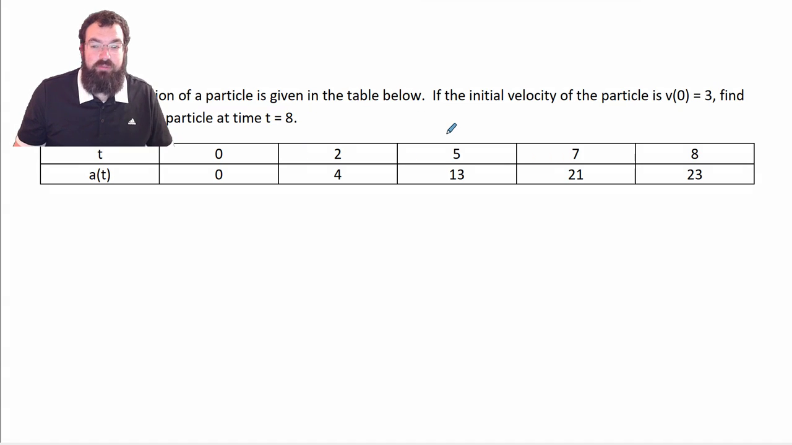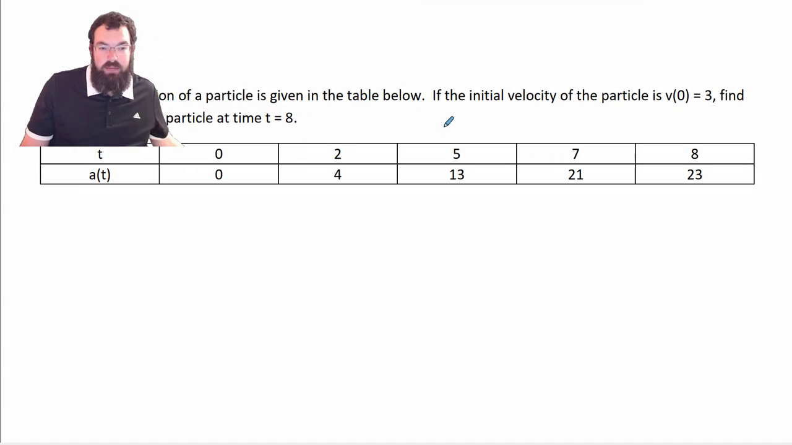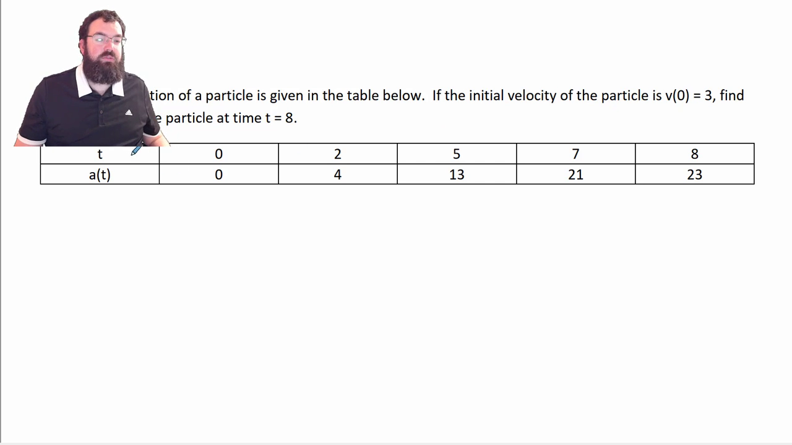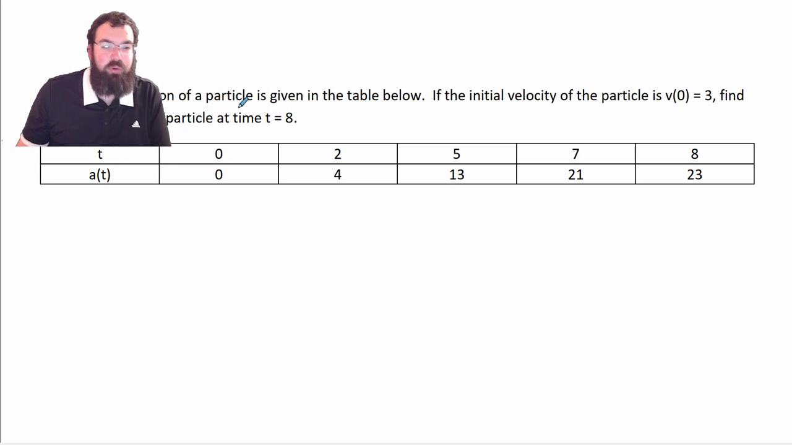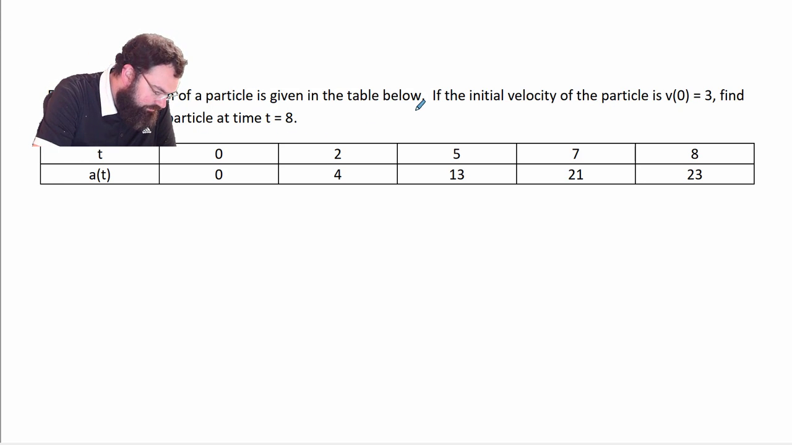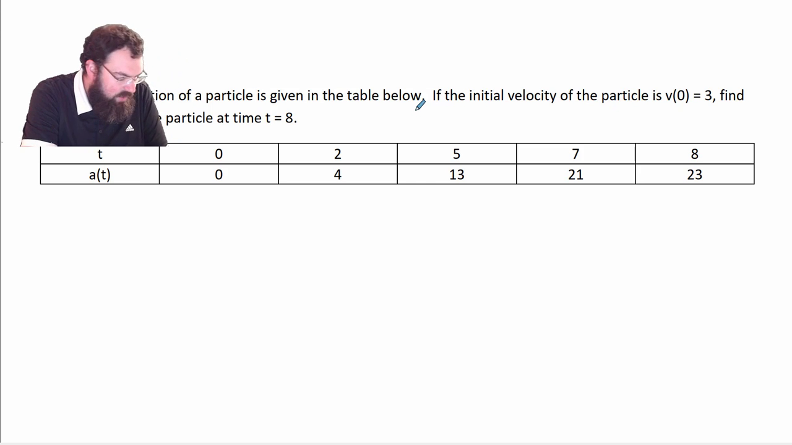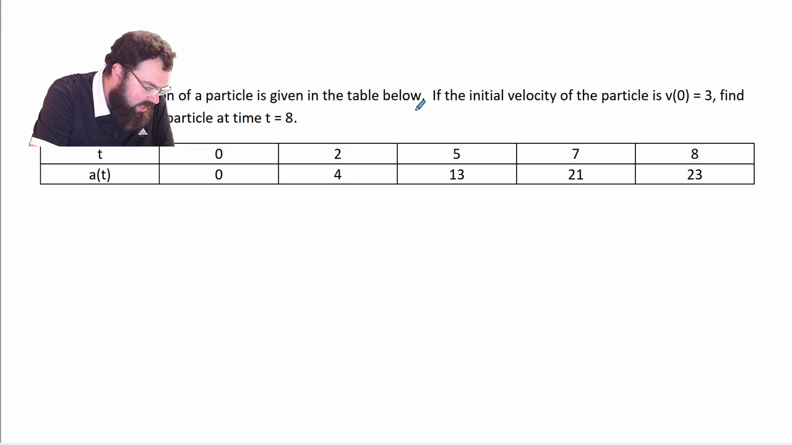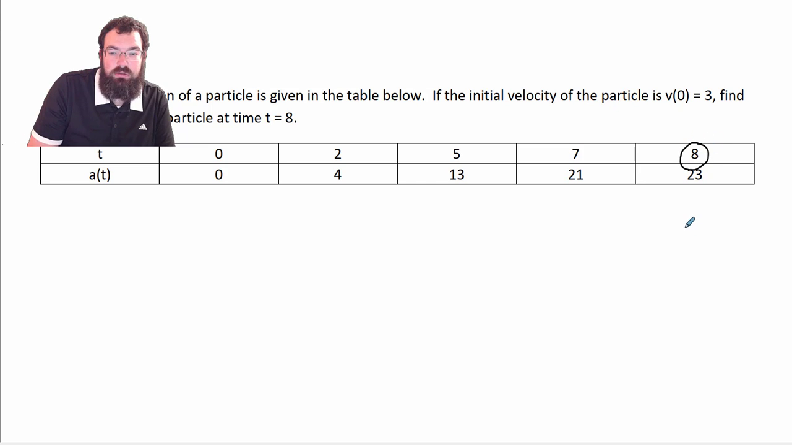All right, this is the same one from the last video that I made. The same values are there, I believe. But it's now a of t. So the acceleration of a particle is given in the function below. If the initial velocity of the particle is right here, find the velocity of the particle at time equals 8. Okay? So what does that mean? That means that I want to find the v of 8, all right? So right here at t is equal to 8, so right there, okay?